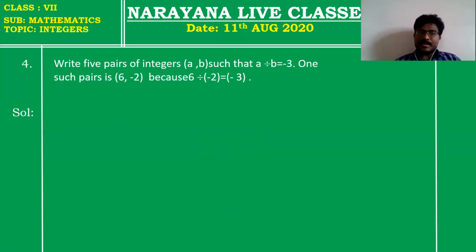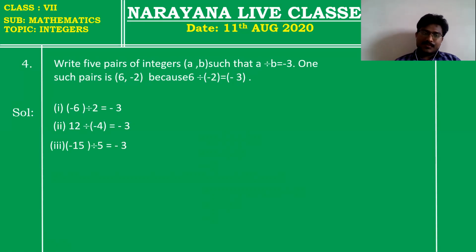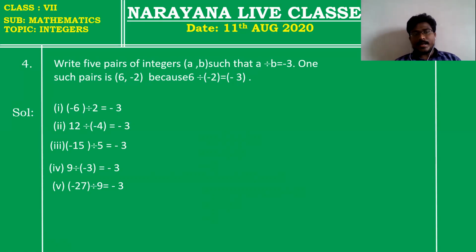If you take one pair here, minus 6 divided by 2, that is minus 3, since 2 ones are 2, 2 threes are 6. Next, 12 divided by minus 4: 4 ones are 4, 4 threes are 12, minus 3. Next, minus 15 divided by 5: 5 threes are 15, that becomes minus 3. Next, 9 divided by minus 3: 3 threes are 9, minus 3. Next, minus 27 divided by 9: 9 threes are 27, minus 3. Like that, we can take any examples, any pairs.